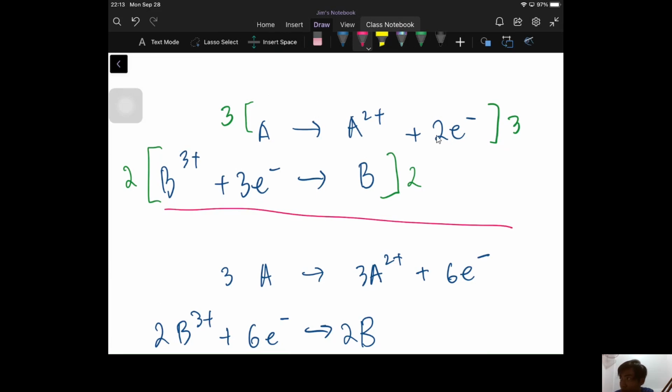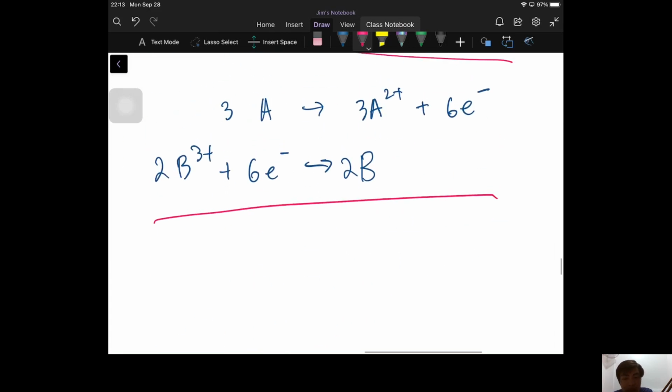Okay, so ito 2, ito 3. Ang common factor nila is 6. No? So you have to multiply this entire equation by 2. The other equation has to be multiplied with 3, no, to make them equal. No, para maging equal sa 6 yung electrons. So now we have 6 electrons here, 6 electrons there. So pagsamahin na natin sila.